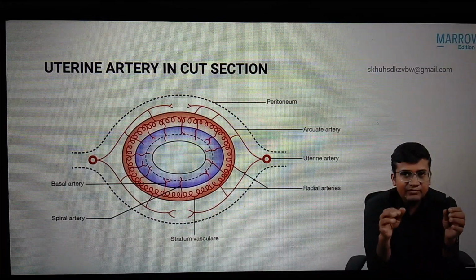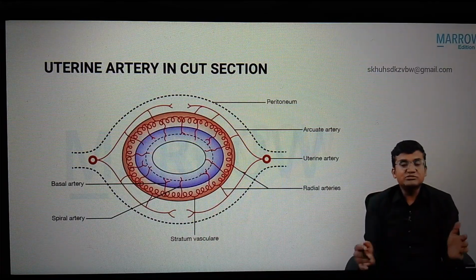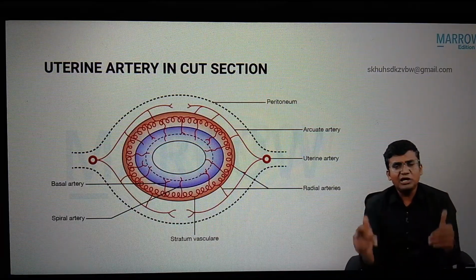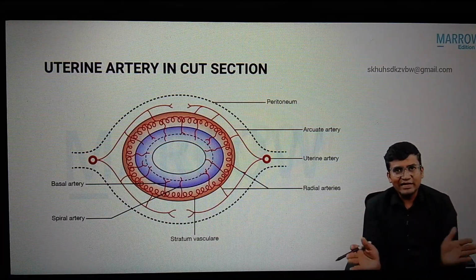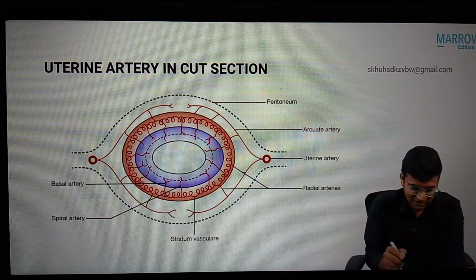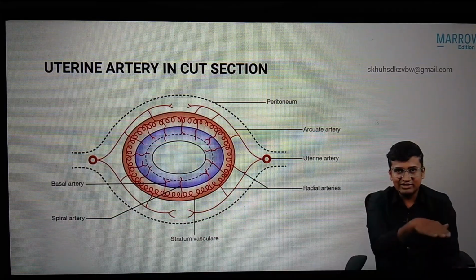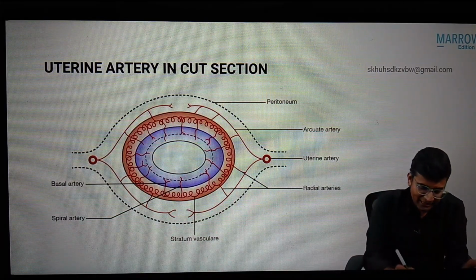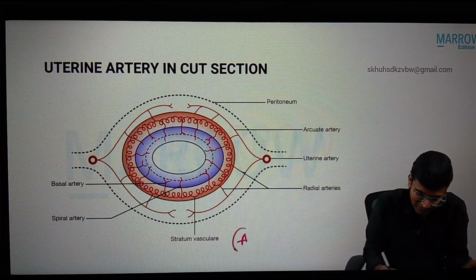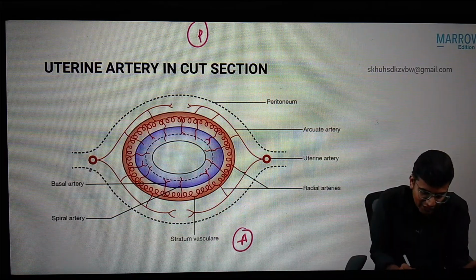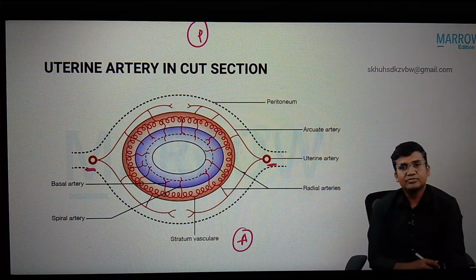So the uterine artery, while running in the lateral border, gives arcuate arteries. Now these arcuate arteries go in front and behind. Now it is a cut section diagram. Okay, we have taken the cut section, and this is the front side, anterior and posterior. Now the uterine artery is on the lateral side.